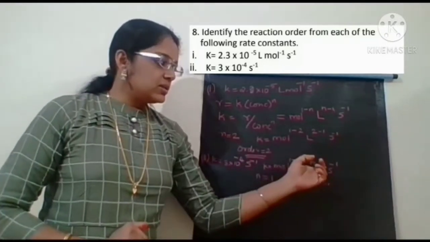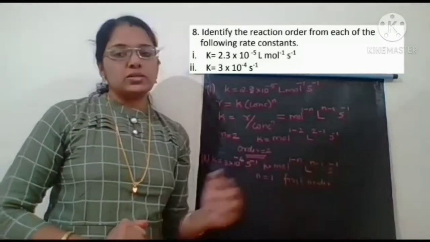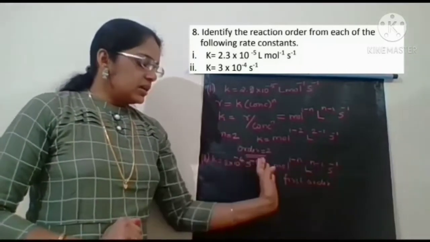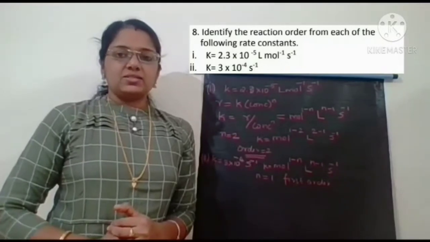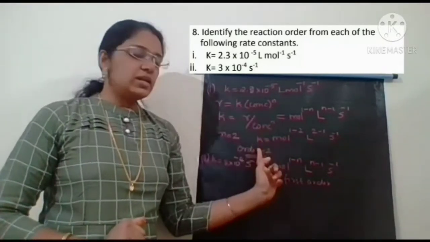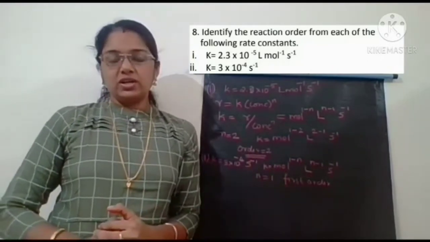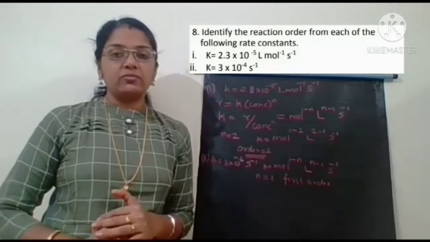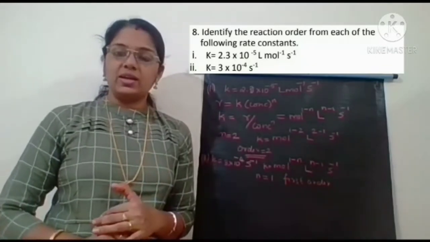Again here n minus 1 is equal to, here also there is no liter power. So n minus 1 is equal to 0. So n is equal to 1. So this rate constant unit is of the first order kinetics. So the first one is a second order reaction and the second one is a first order reaction. So based on the unit of the rate constant, we can identify whether it is a second order, a first order, or a zero order, etc.